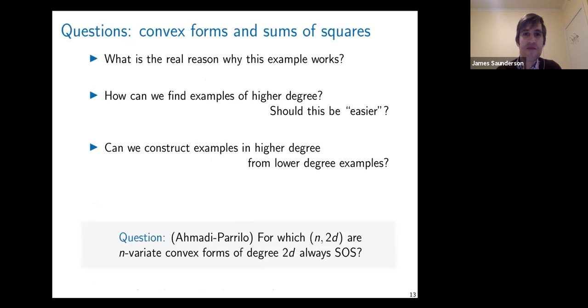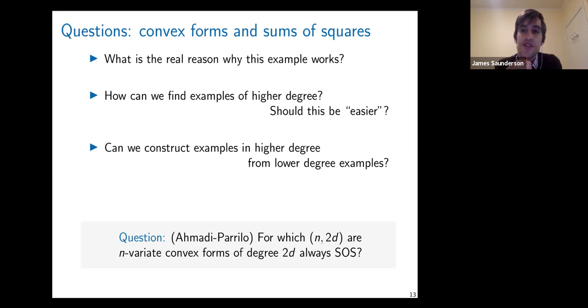Okay, so to wrap up, I'm running very much out of time. I just want to ask a few questions that are naturally raised by this. So, really, come up with some explicit example of a convex form that's not a sum of squares, something that people who've raised this question have been sort of asking for. But I don't think we've really, it's in some ways a bit unsatisfying. I'm not really sure I understand why this example works, and I don't really know how to generate with confidence other examples like this.